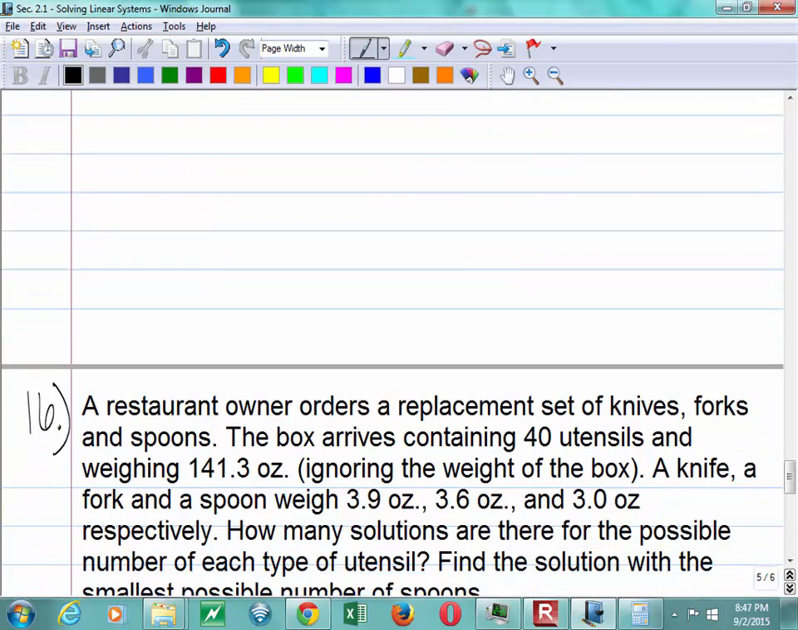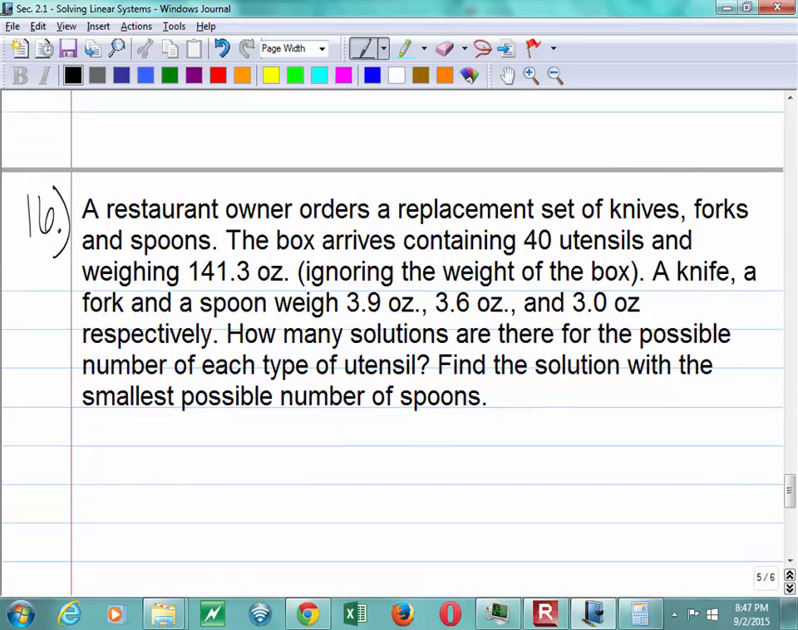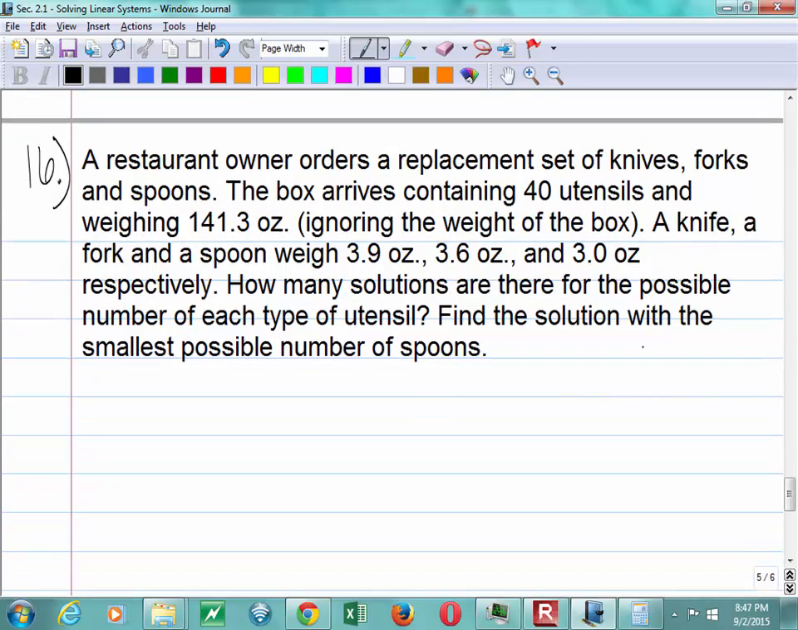Okay. Last problem. A restaurant owner orders a replacement set of knives, forks, and spoons. The box arrives containing 40 utensils and weighing 141.3 ounces, ignoring the weight of the box. A knife, a fork, and a spoon weigh 3.9 ounces, 3.6 ounces, and 3.0 ounces, respectively. How many solutions are there for the possible number of each type of utensil? Find the solution with the smallest number of spoons.